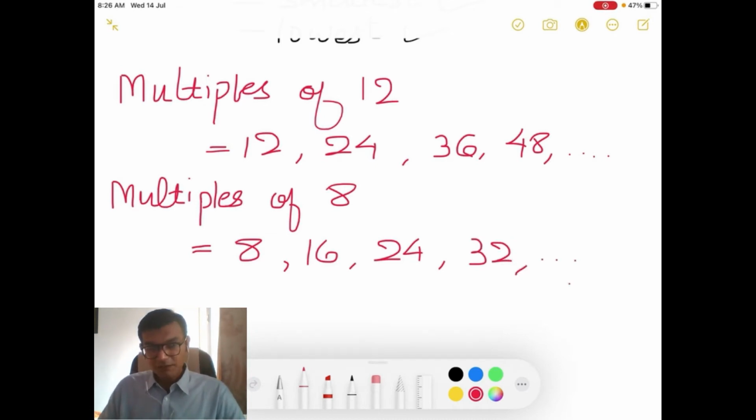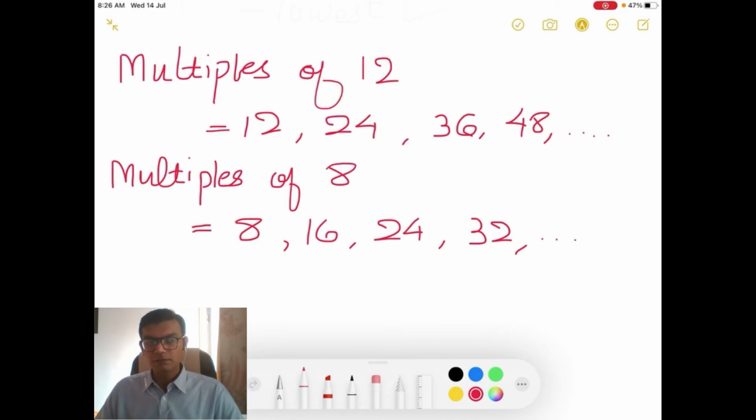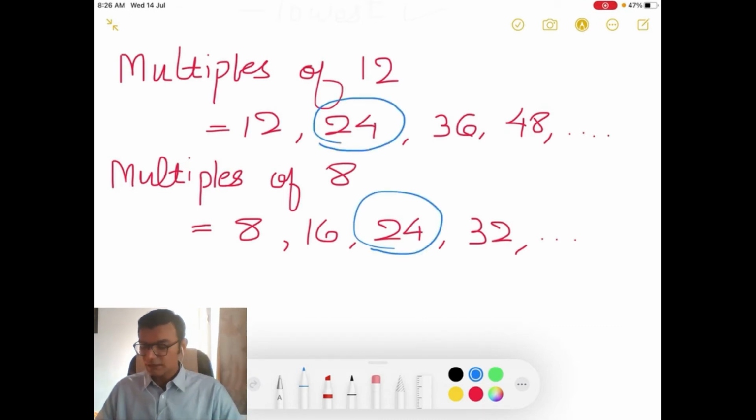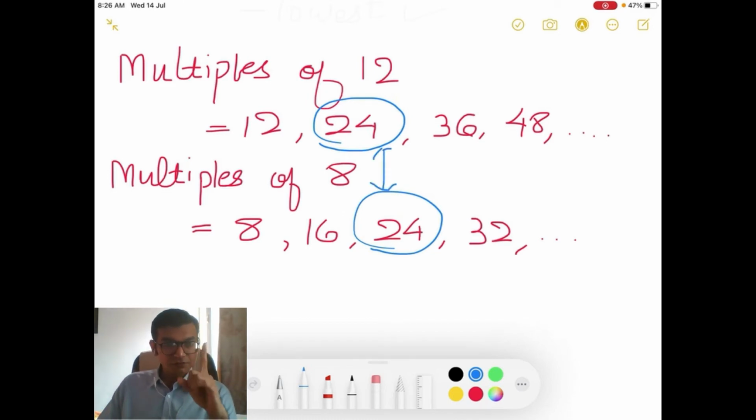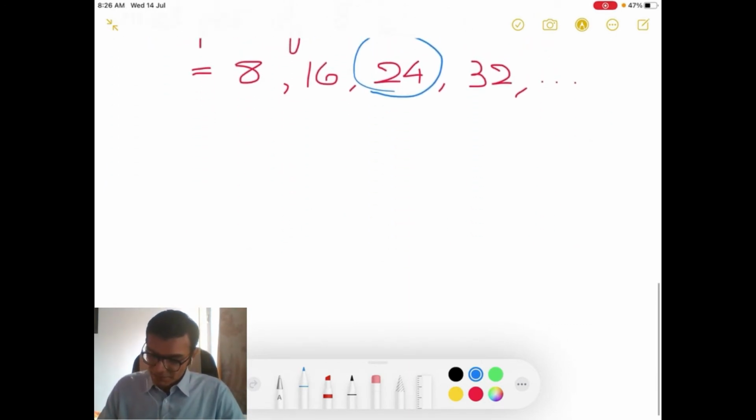Now what we are finding is the least common multiple. So if you look at the lists of multiples that we have made here, I see that 24 is the first common multiple in both the lists of 12 as well as of 8. That means 24 is our answer, right? That is the least, the first common multiple. That means the least common multiple in both. So LCM in this case would be 24.